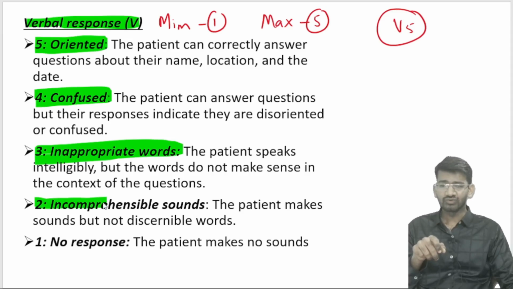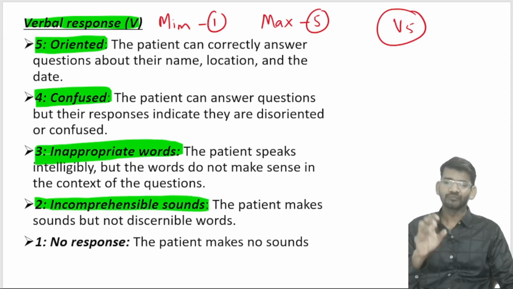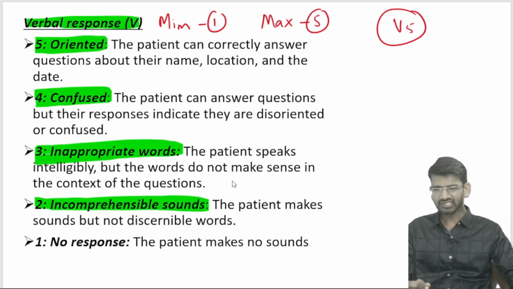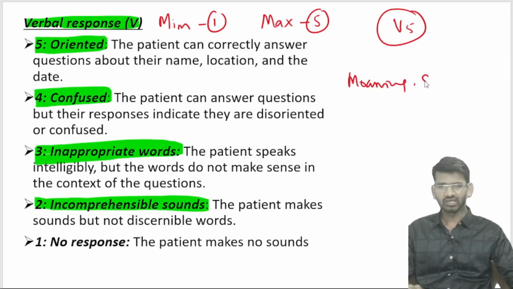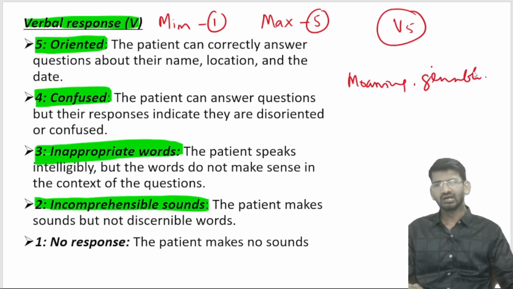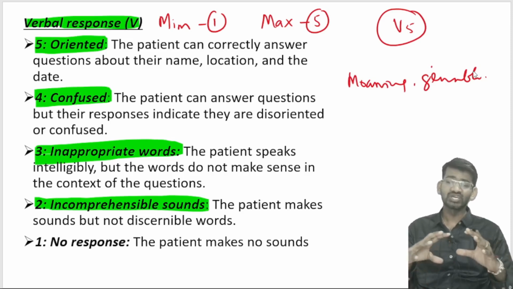Then a score of 2 will be given for the incomprehensible sound. Here, the patient is making sounds, but they don't have any meaning. Like if you ask something, the patient says something like moaning sounds. You can say incomprehensible words, sounds like moaning or grumbling, hmm, hmm. So the patient will make a sound like this. This is called an incomprehensible sound.